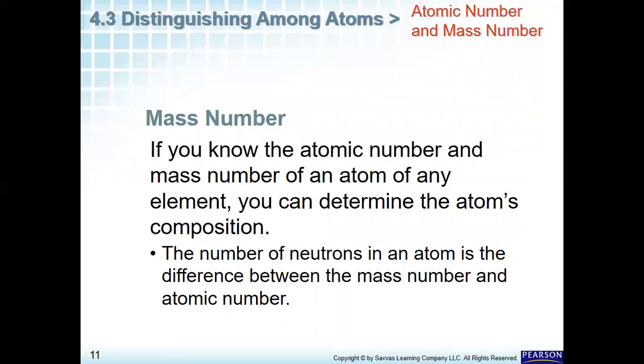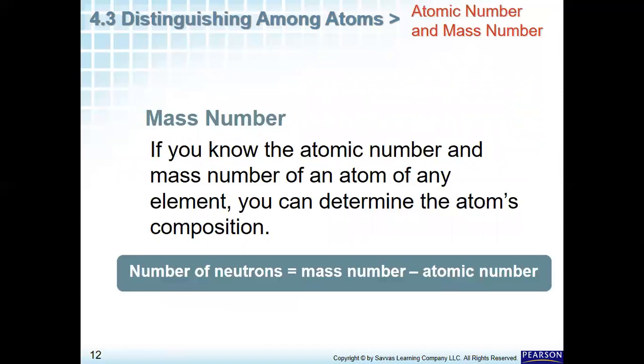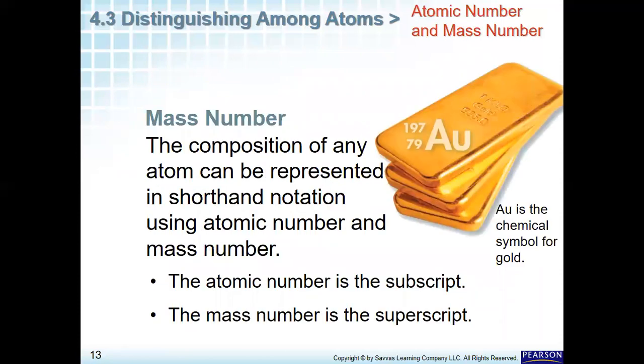So I have to subtract the atomic number from the mass number in order to get the number of neutrons. So for that, guys, if you have to know the number of neutrons, you have to know first the atomic number and the mass number. And if I subtract the atomic number from the mass number, we will get by the end the number of neutrons, as you can see here.